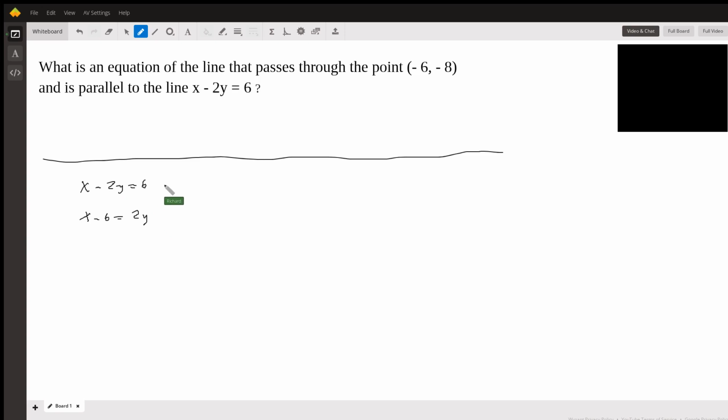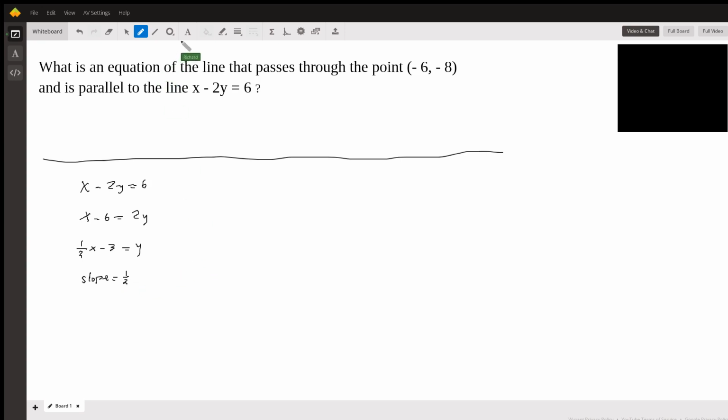I just moved the 2y over here by adding 2y to both sides. I moved the 6 to the left side by subtracting 6 from both sides. And now I'll divide by 2. So I'm going to get 1/2 x minus 3 equals y. So now we're in slope-intercept form, and you can see that the slope of this line is 1/2 and the y-intercept is -3. So I'm just going to make a note of the slope here. So that's our first line.